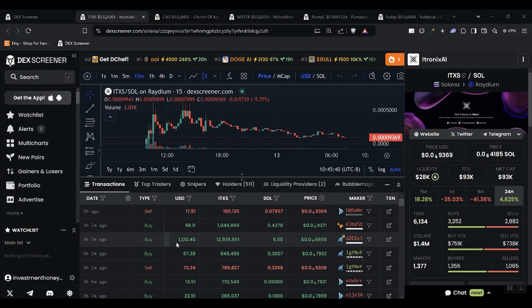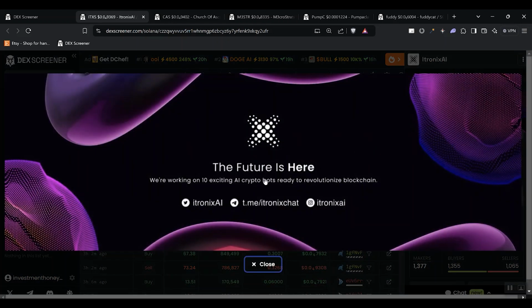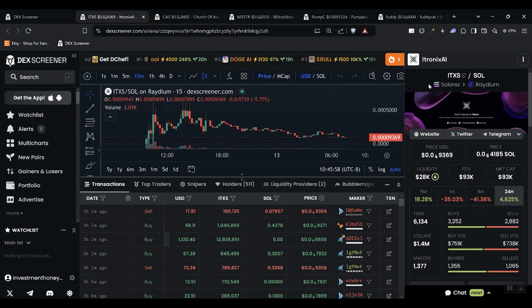But either way, moving forward, this is ITXS. Let's look at the banner here. It says the future is here, but I don't really know how that corresponds with ITXS. I just wanted to see if that name actually stands for something.